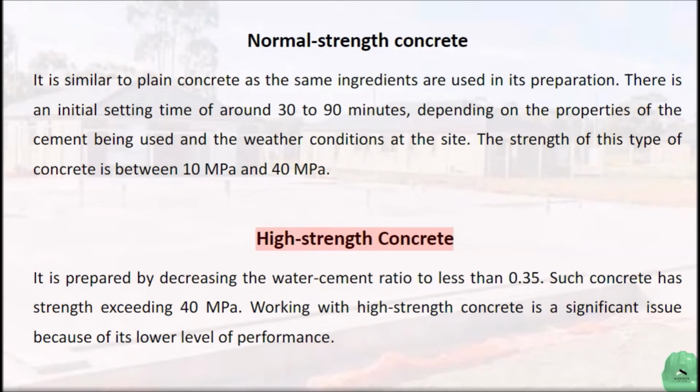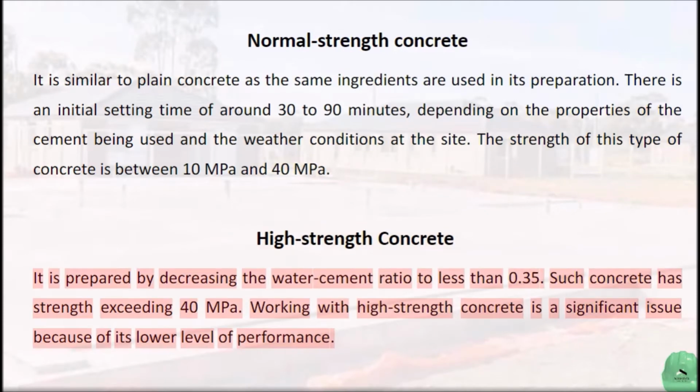High-strength concrete. It is prepared by decreasing the water-cement ratio to less than 0.35. Such concrete has strength exceeding 40 MPa. Working with high-strength concrete is a significant issue because of its lower level of workability.